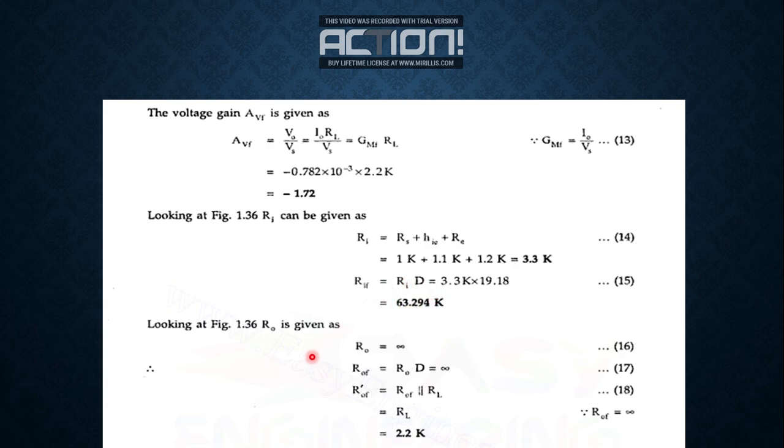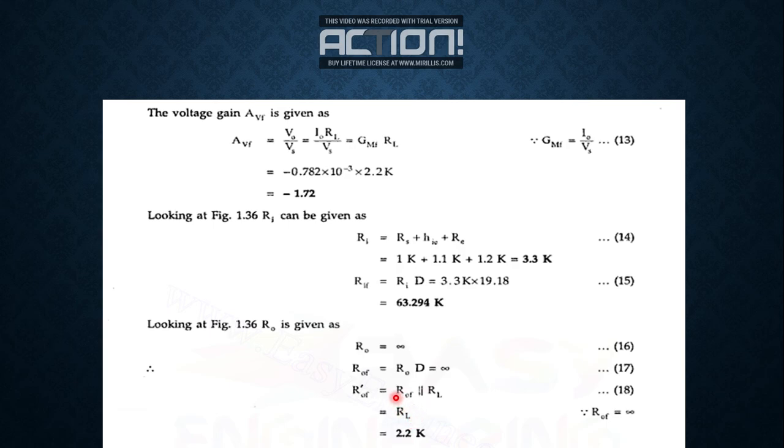RO is equal to infinity. This is a default condition which we have to remember for most of the cases. R naught will be infinity. So ROF is equal to RO into D, that is also infinity. R dash OF is equal to ROF parallel to RL. So we will end up at RL.